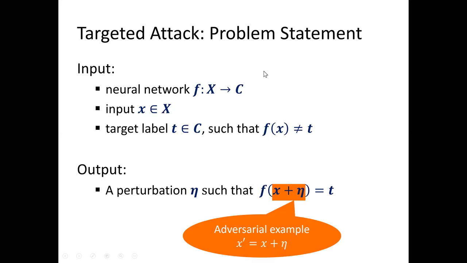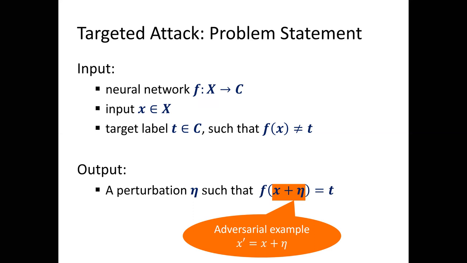Okay, so let's take a look at the targeted attack, how that works, and what the problem statement is. What we have here is a neural network F, which takes input from some domain X and maps these inputs into some range C. We are given a neural network and an input X in this domain. We're also given a target label T.